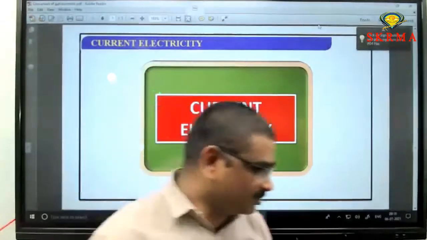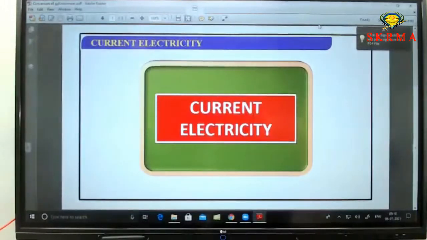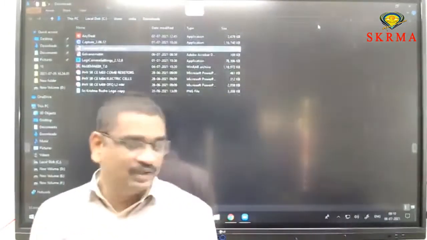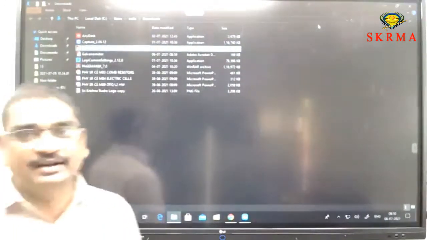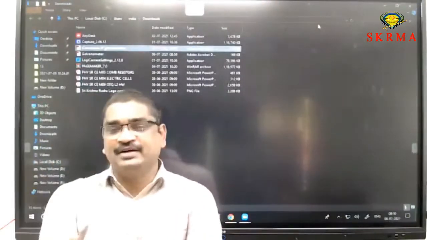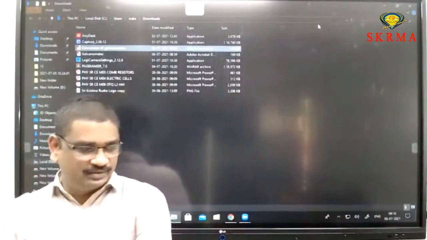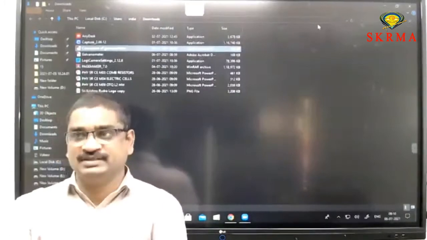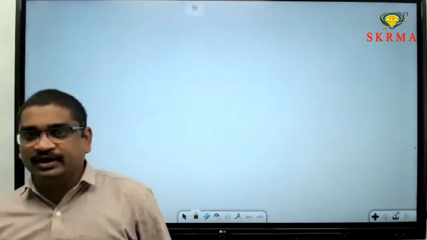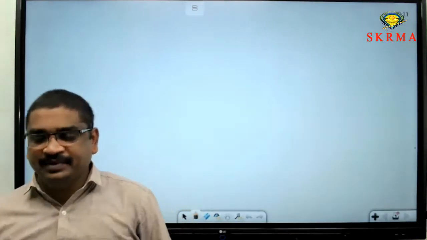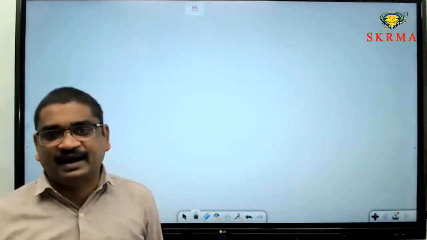Today we need to discuss galvanometer, conversion of galvanometer into voltmeter, and conversion of galvanometer into ammeter. We need to discuss these two elements. In this case, first we need to know what a series combination is and what a parallel combination is.